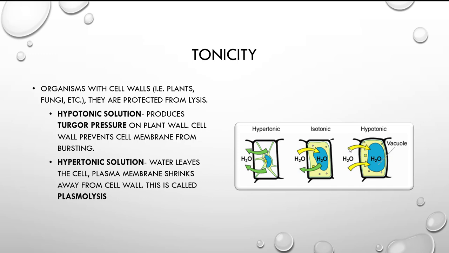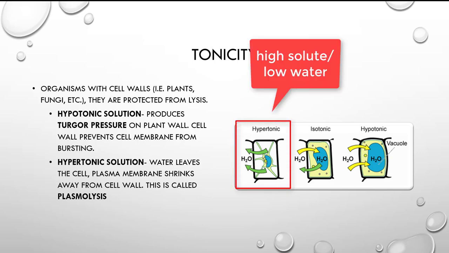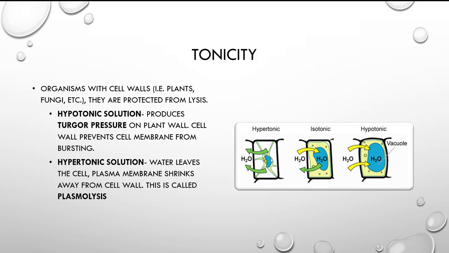In a hypertonic solution, remember hypertonic, high solute, low water, so water will leave the cell. As water leaves the cell, you can kind of see what happens. The cell membrane shrinks away from the cell wall. But the cell wall is still there. It still provides structure to the plant, okay? Just the cell membrane wilts away. And that's what we call plasmolysis.